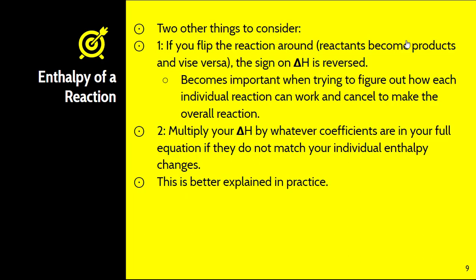You also may need to multiply your delta H by whatever coefficients are in your full equation if they do not match your individual enthalpy changes. So the equation you may get for enthalpy may not match the stoichiometric ratio that you find in your problem. If that is the case, you need to multiply your delta H and all of your species by that particular number. This really is better explained in practice, so hopefully you'll see it with the few practice problems that we do.